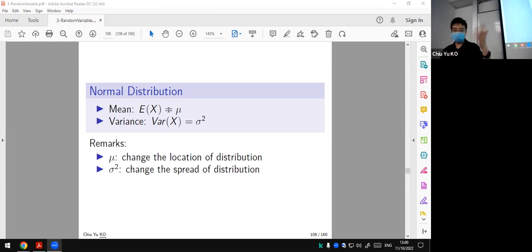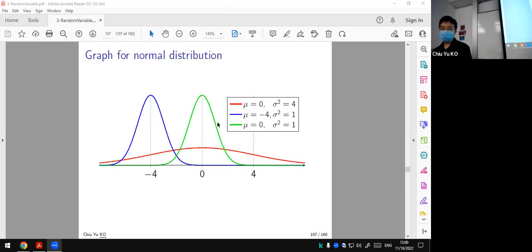Just like you change one thing, you change the other. But for normal, they're separated. So if you change mu, you just shift left or right. Compare the blue and the green. You just change the mu, just shift left or right. If you change sigma, compare the red and the green. You just spread out differently, right?